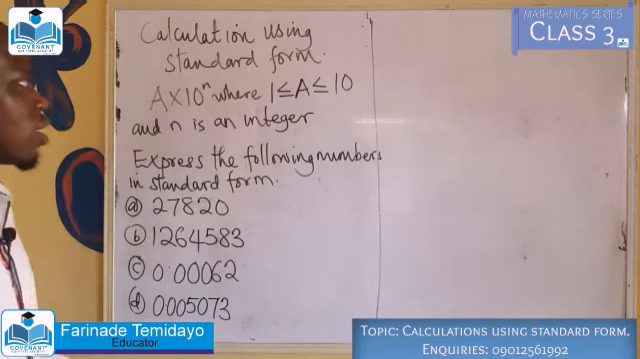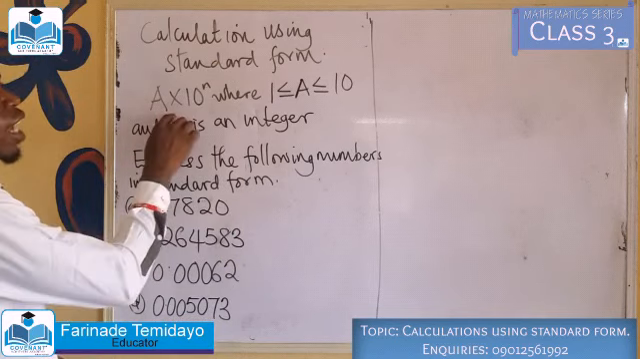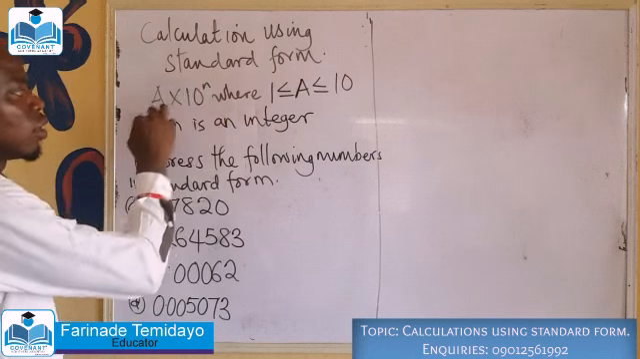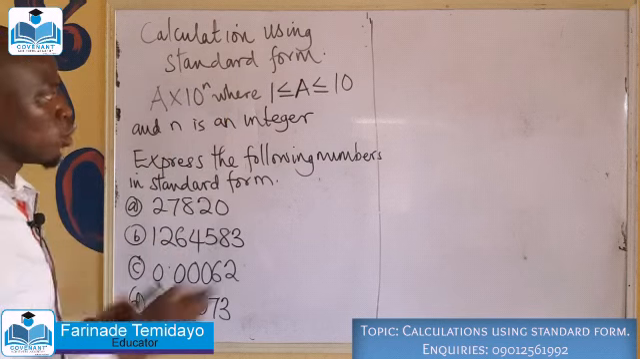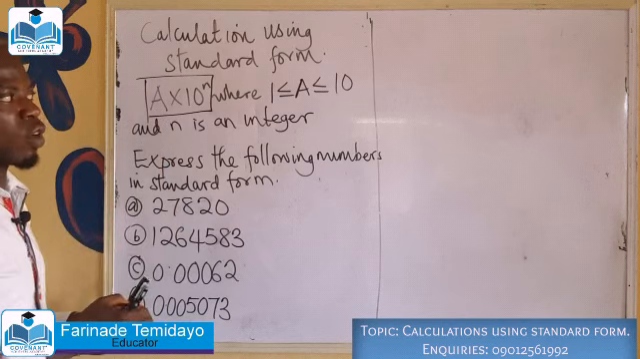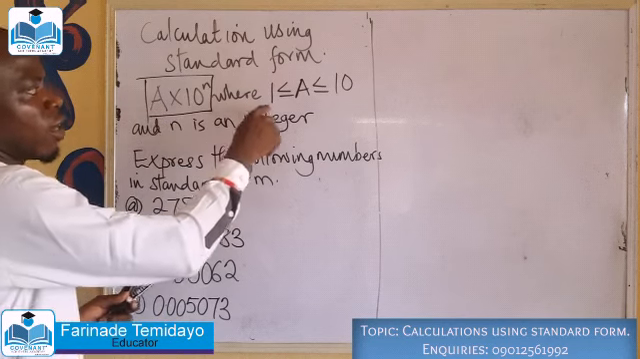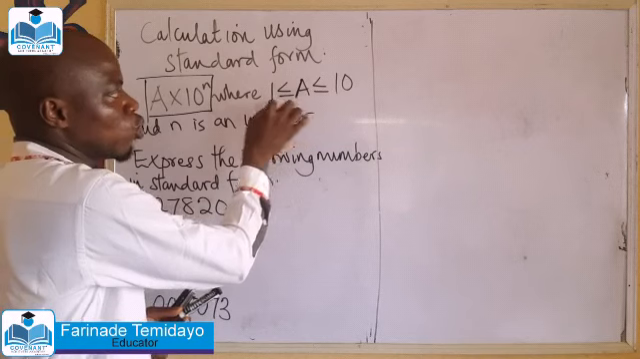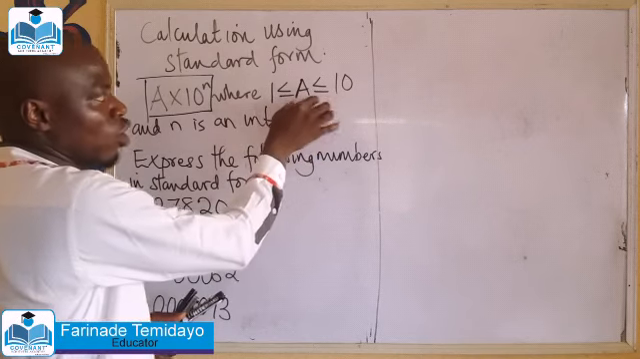And in mathematics, our standard form is A times 10 raised to the power n. This is the standard form. Then what is your A? Your A is a number between 1 to 10.